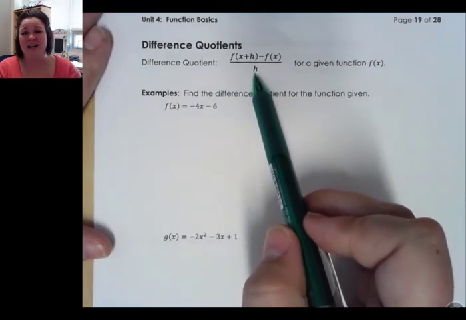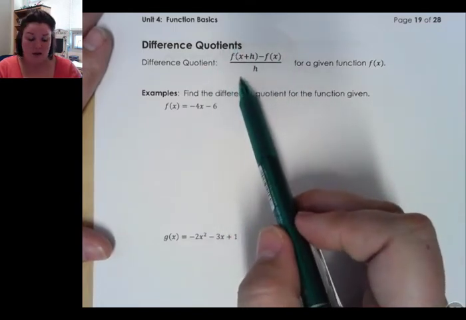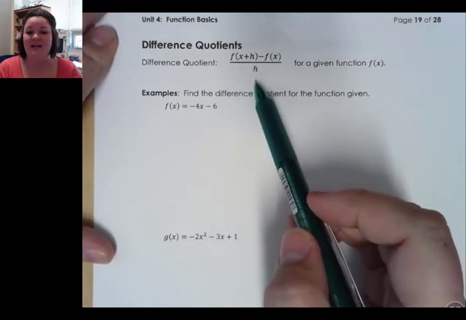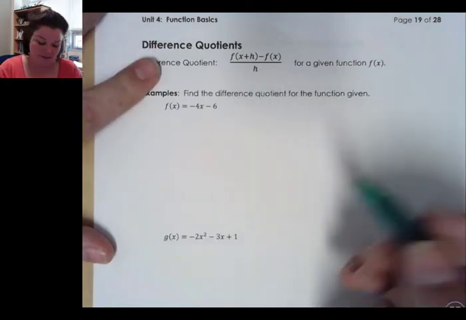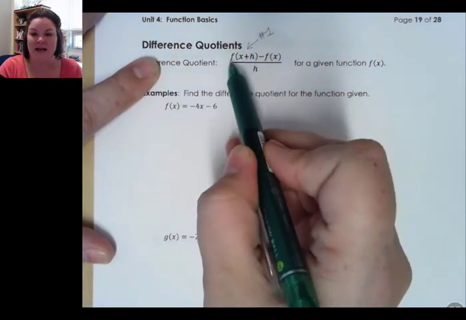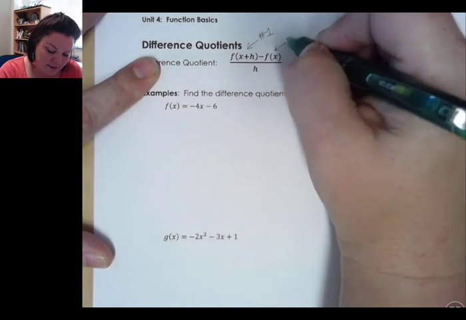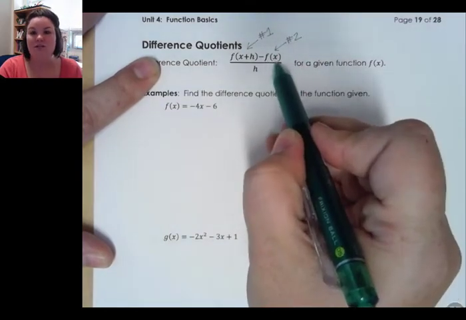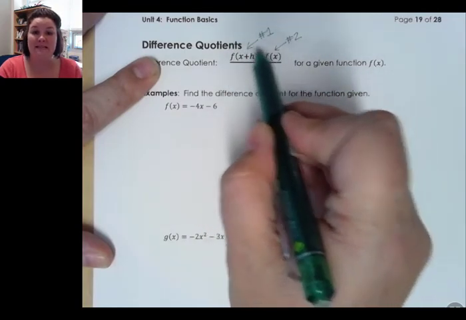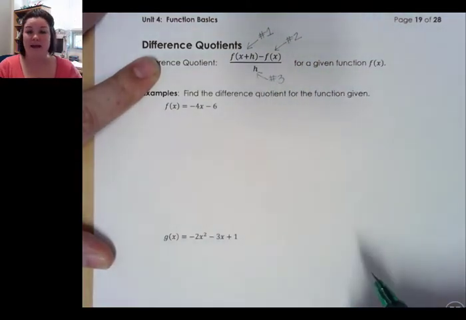Now, this will come in handy a lot whenever you move on to calculus, so it's good that you get experience with it here. A lot of people are very overwhelmed by the ugliness of it, so I'm going to teach it in a way that breaks it down into 3 steps. Step number 1 is to calculate f of x plus h. Step number 2 is to subtract your original f of x function. Then once you've done that, you should have this whole top piece simplified. Our last step is to divide the whole thing by h.